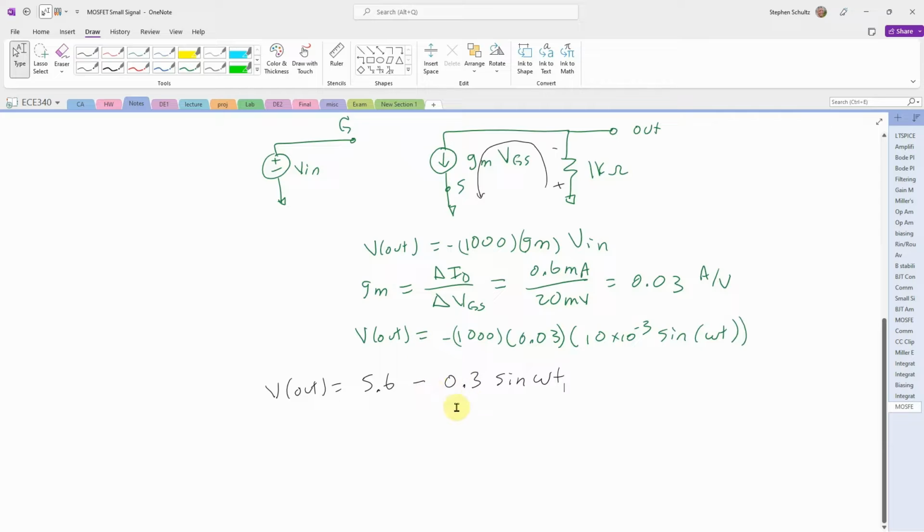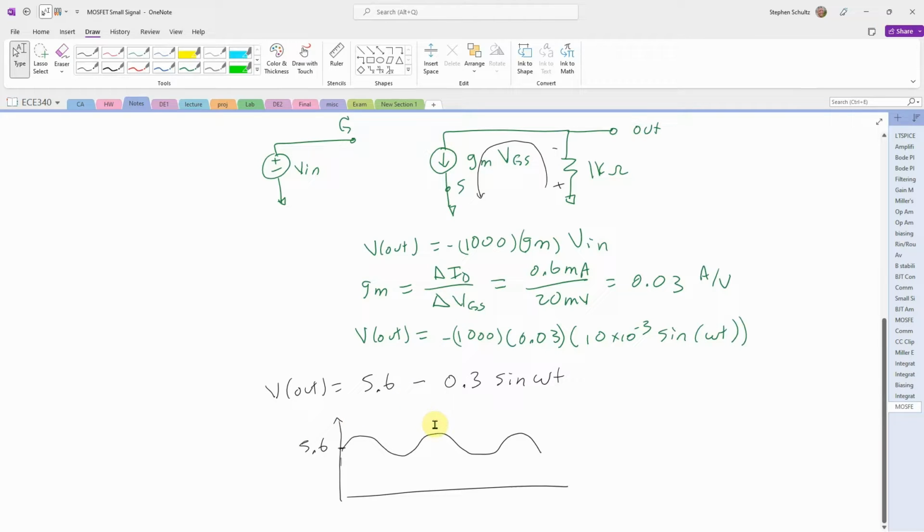So you see we have this AC part that's basically riding on this 5.6 volts. If I were to plot this whole thing, this is going to be my 5.6, and then I'm just going to have my little sine wave sitting right on top of there.